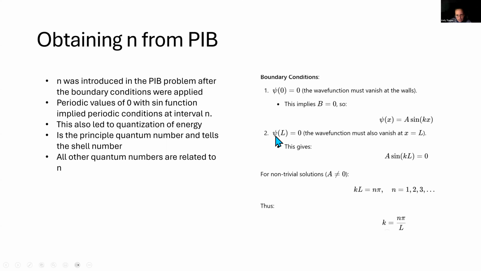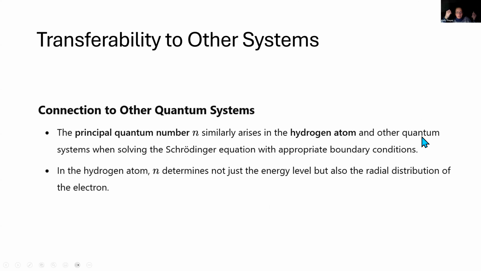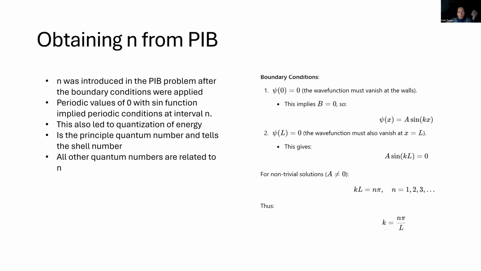Then we also have that psi of L equals 0. The wave function must also vanish at the distance L. So we have the wave bound at two sides, at 0 and at L, the length of the box. And so it will vanish at both of those. In other words, it's fixed. And this gives sine KL equal to 0.